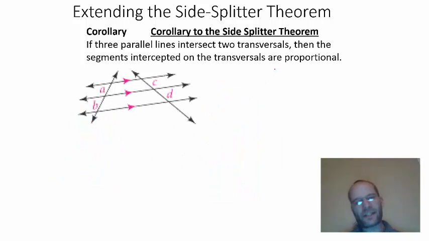As an example, we have a situation in which we have 3 parallel lines. We have 2 transversals. And so we can be sure that the value of A is to B as C is to D. That is, A is to B as C is to D. There's a proportionality that's set up in there.